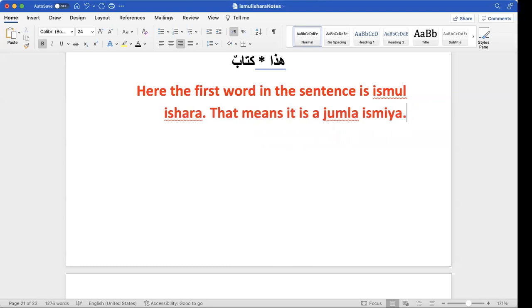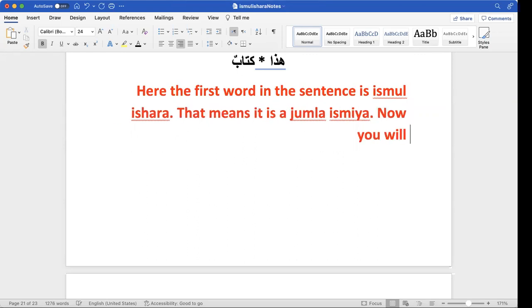Now, what next? You will try to find its components. What are the components of Jumla Ismiya? The components of Jumla Ismiya are Mubtada, Khabar, and Mutaliq bil Khabar. Mubtada is the beginning, right? So the Mubtada is the first marfu in the sentence.